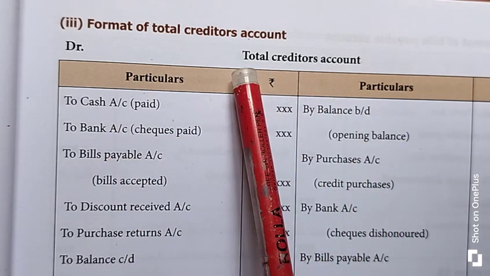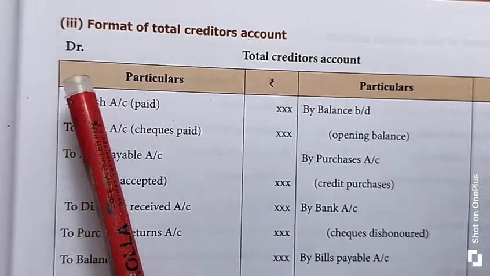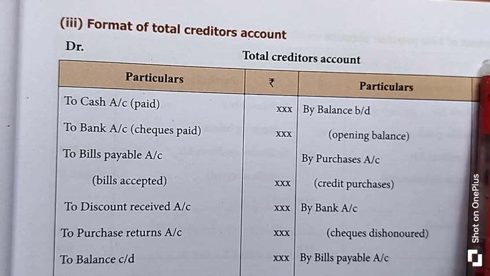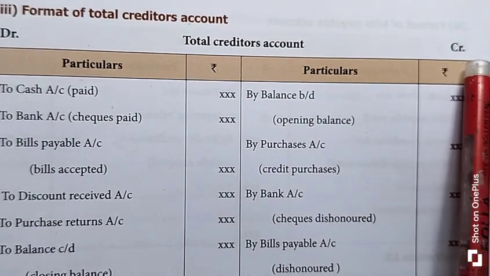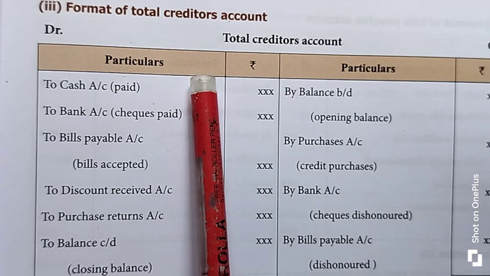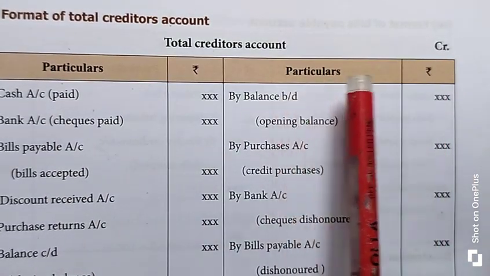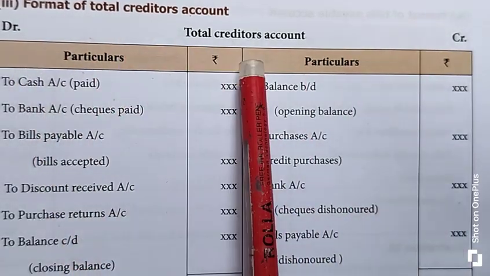The heading is, you have to write Total Creditors Account. The format of the total creditors account is: on the left hand side you have to write debit, and on the right hand side you have to write credit. The debit side has two columns, particulars and rupees. The credit side also has two columns, particulars and rupees. So this is the format to find the total creditors account.